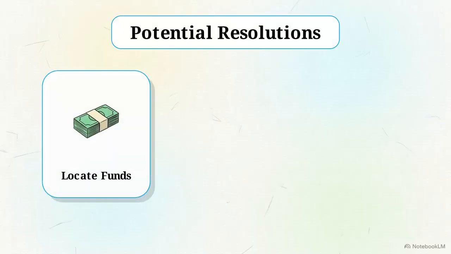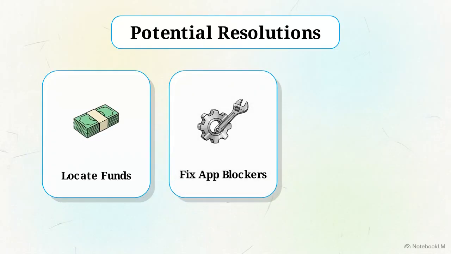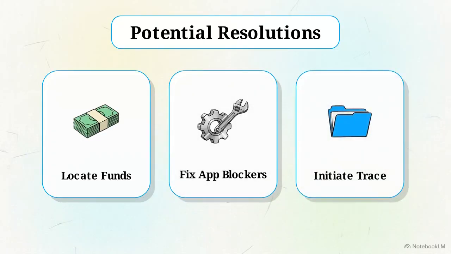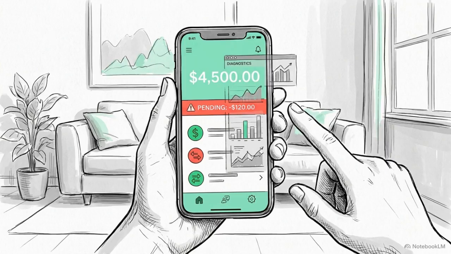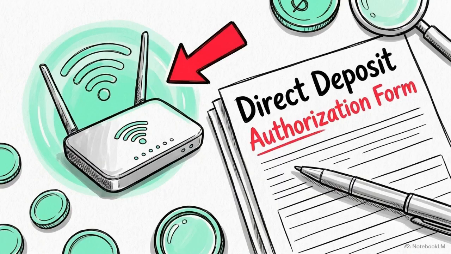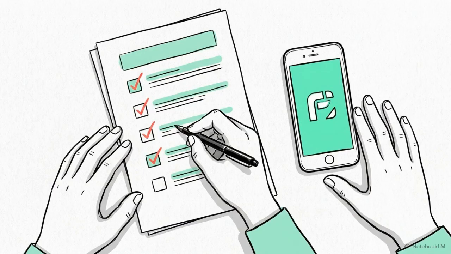By the end of it, you will either locate your funds, fix the internal app blocker holding them up, or have everything you need to initiate a formal trace. To do this, you will need 3 things: your phone logged into Cash App, a stable Wi-Fi connection, and the direct deposit form you gave your employer. Working through a structured diagnostic checklist removes the guesswork. It is the fastest, most reliable route to recovering your missing funds.